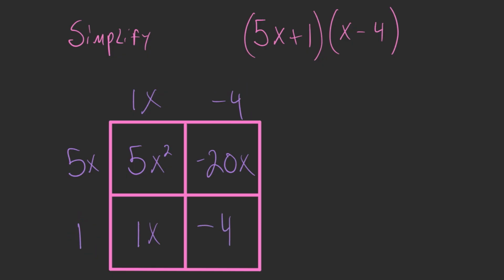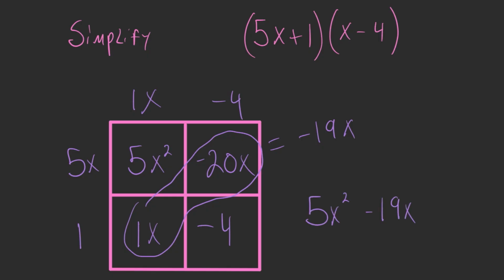And the reason why I like this method is because usually what will happen is these diagonals end up being your like terms. So if I were to combine these, 1x minus 20x, that gives me negative 19x. So my final answer, I'm going to write my 5x squared first, minus 19x, minus 4. And that's how you multiply a binomial times a binomial.